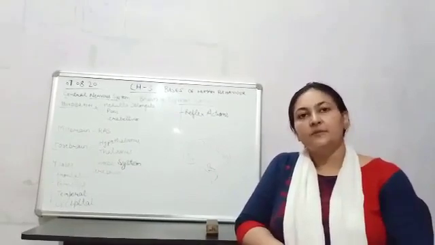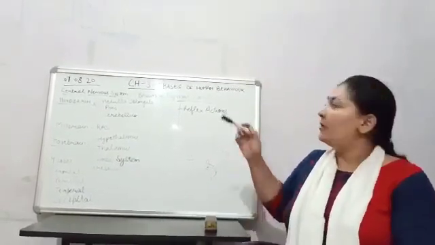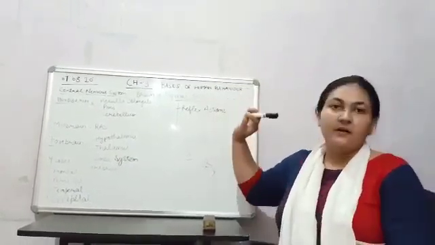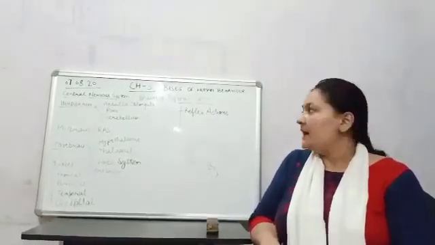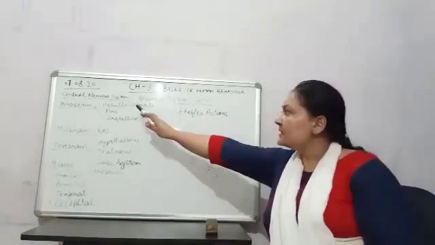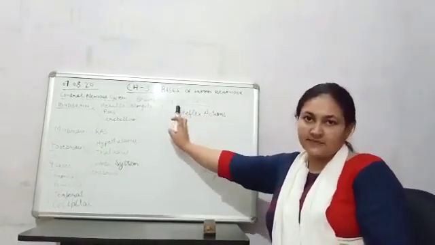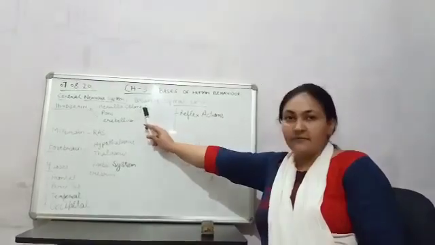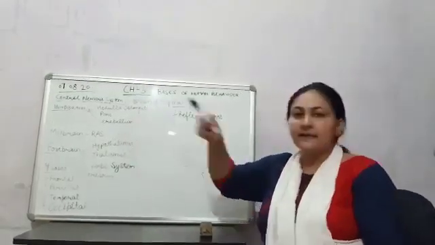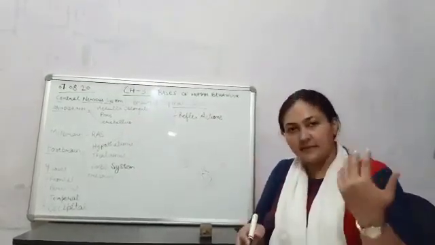And today we will be doing the remaining chapter of basis of human behavior. Earlier we have covered the peripheral nervous system. Today we will be doing the central nervous system, which is brain and spinal cord. So first part of brain, we will be doing hindbrain. Hindbrain, hind means behind something.